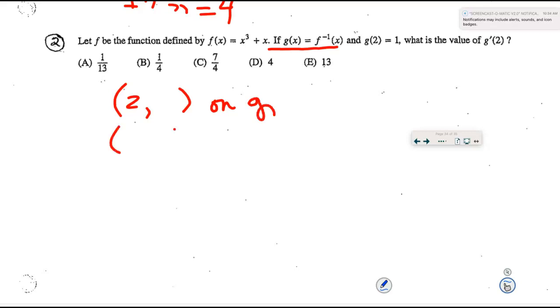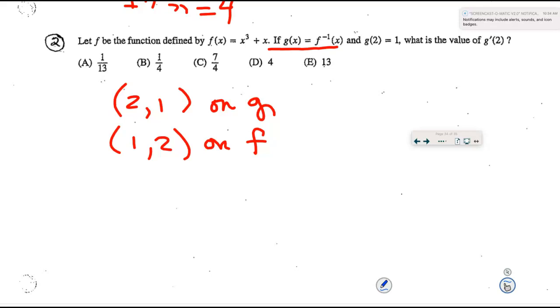So something comma 2 is on the original. What goes in the missing slots? It says g of 2 is 1. I mean, it's right in your face. Right? Done, with the points.